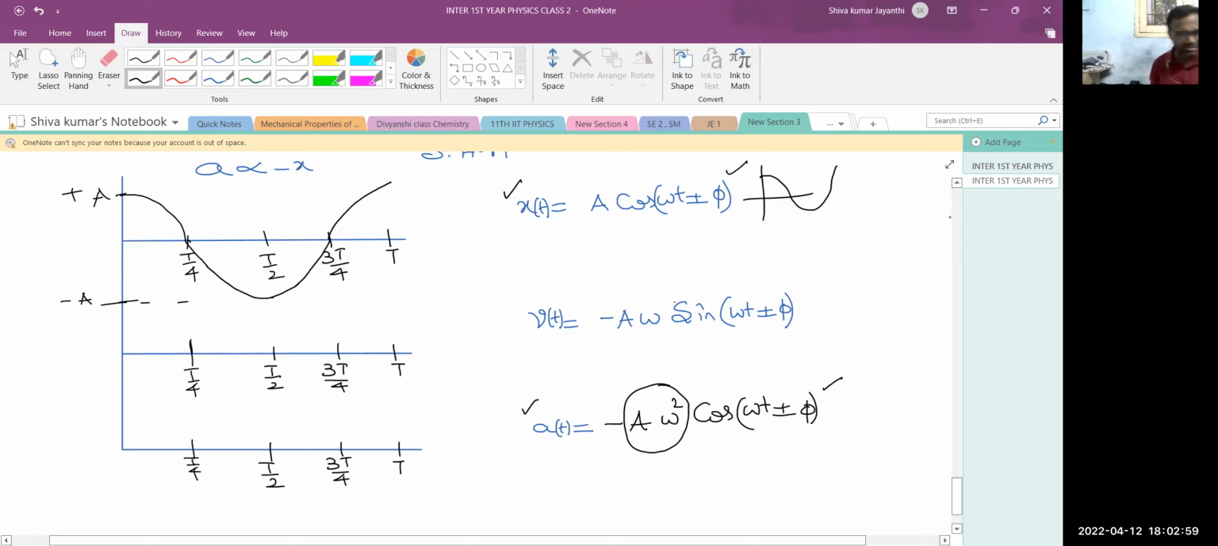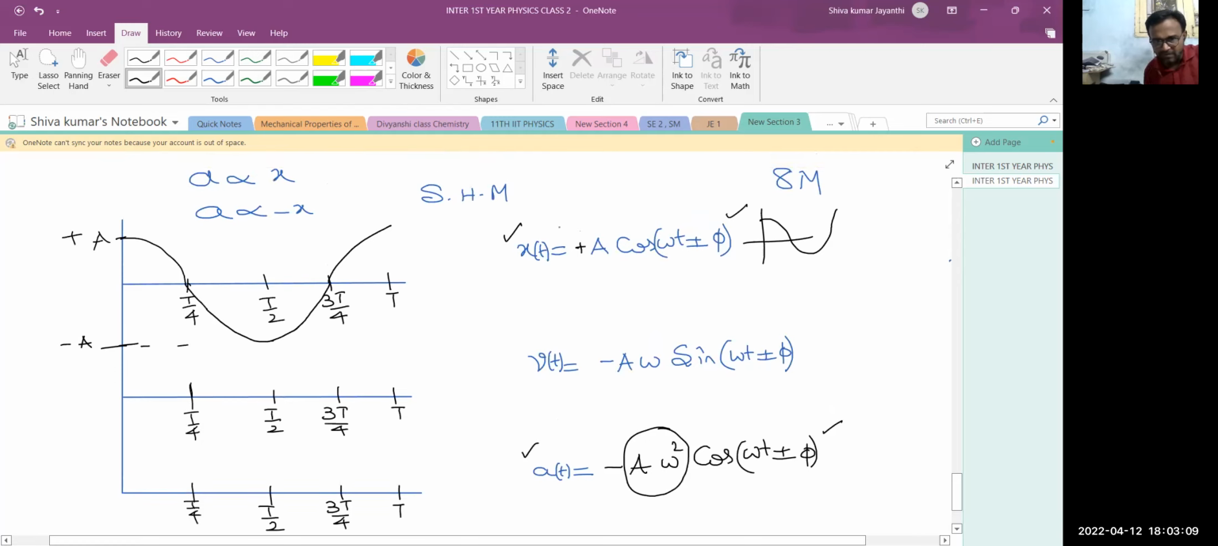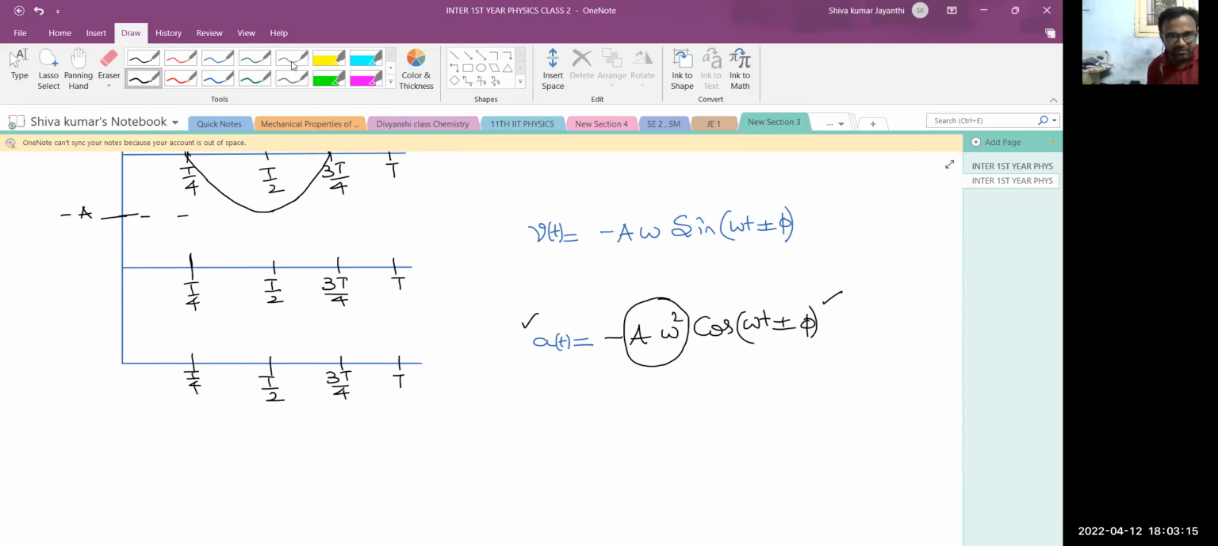And one more difference is there. You have not observed that. Tell me. There is a minus here and there is a plus here. This is plus and this is minus. So can you tell me what this graph would look like? When this is plus a, acceleration will be minus a. When that is plus a, you would have a minus a here. Yes or no? Clear?